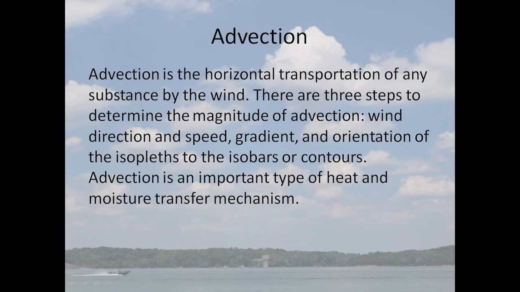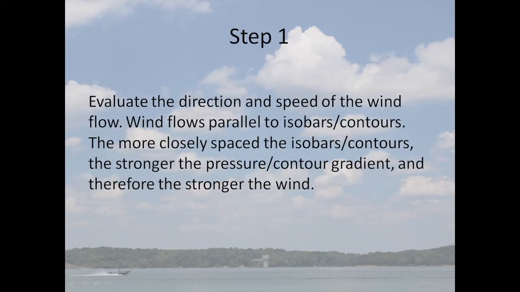When you're looking at the upper air charts, the 850, 700, 500, then you are looking at the contours, the lines of equal height. So it's kind of important to know the difference of that, because the thickness of the atmosphere is what you're looking for in the upper levels. Pressure is what you're looking for on the surface. And advection is an important type of heat and moisture transfer mechanism. And the steps to determine the magnitude, as we just talked about: evaluate the direction and speed of the wind flow.